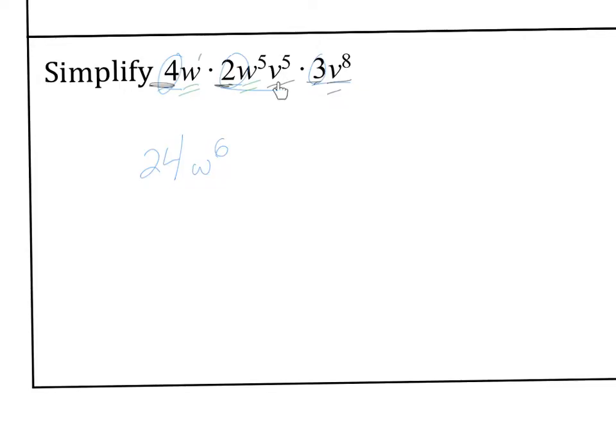And then for the v to the 5th times v to the 8th, I have 5 v's being multiplied together and 8 v's being multiplied together, for a total of 13 v's being multiplied together, v to the 13th. That's my final answer. Try the next example, see how it goes.